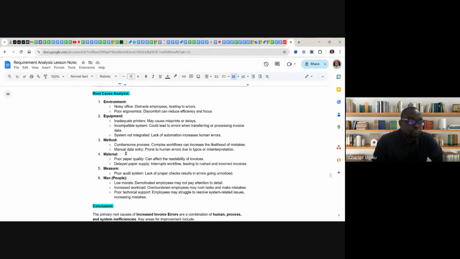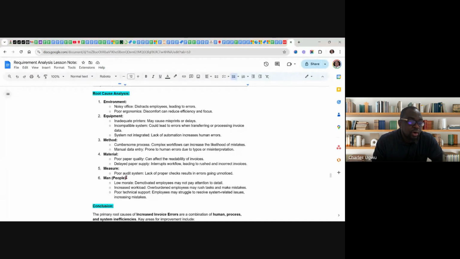Method here: a cumbersome process and complex workflow can increase the likelihood of mistakes. Manual data entry is prone to human error due to typos or misinterpretation. Material: poor paper quality can affect the readability of the invoice. Delay in paper supplies interrupts workflow, leading to rush and incorrect invoices.